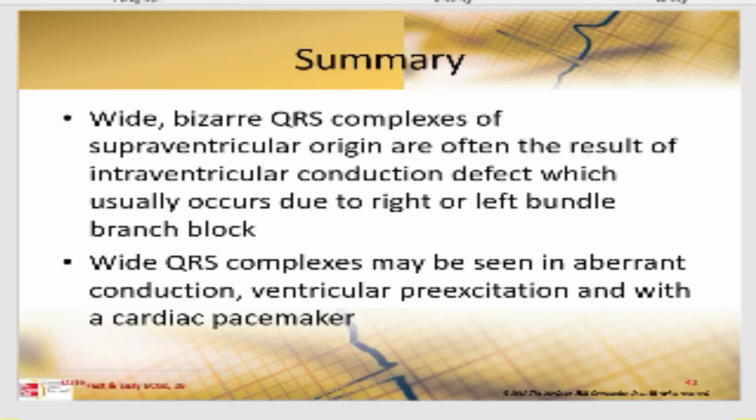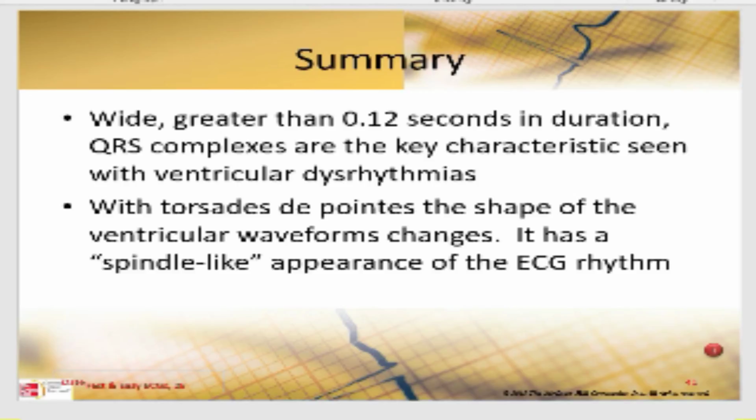A wide or bizarre QRS complex of supraventricular origin usually results from an intraventricular conduction defect, and it's usually a right or left bundle branch block. The wide QRSs may be seen in aberrant conduction, ventricular pre-excitation, and with a cardiac pacemaker. QRSs greater than 0.12 seconds in duration are usually seen with ventricular dysrhythmias. And with torsades de pointes, the shape of the ventricular waveform changes, and that starts to be spindle looking on your EKG.